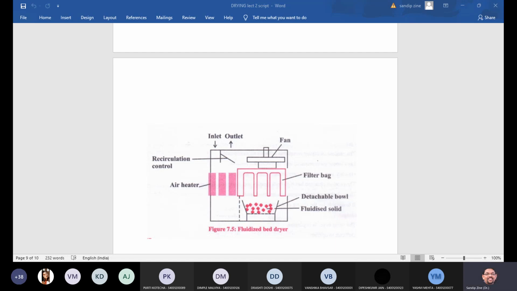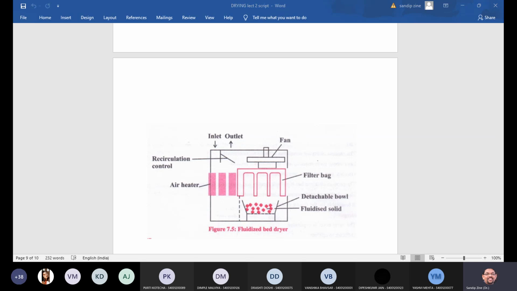The temperature of the hot air and the exhaust air, a monitoring facility is there, so that temperature gets monitored throughout the drying process. And bag filters are placed on top of the drying container for the recovery of the fines. So these are the filter bags, isn't it? So we can collect the material on these filter bags.